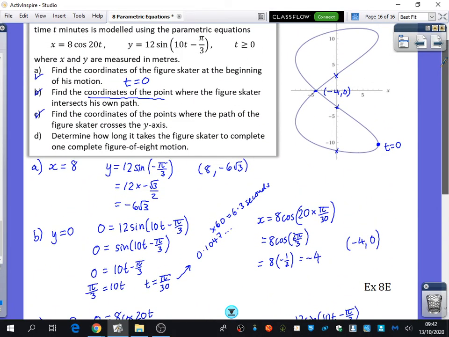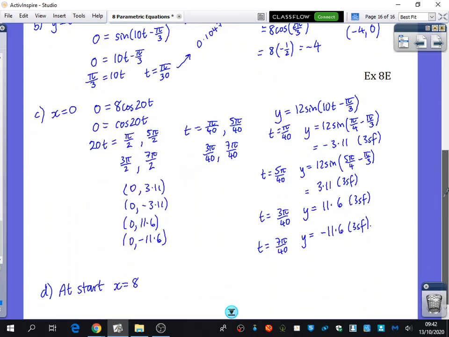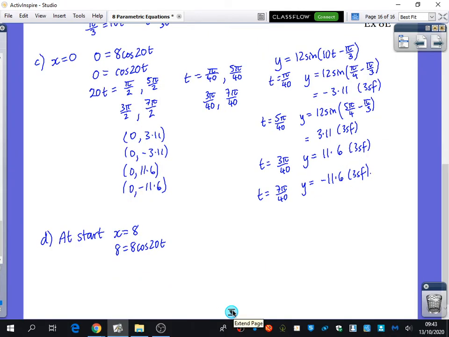we get 8 equals 8 cos 20t. Okay. 8 equals 8 cos 20t. And I'm just going to go about solving this equation to see if I can find out when it has an x coordinate 8, and hopefully I can find out when it comes back. So I'll divide both sides by 8, and I get that 1 is equal to cos 20t.